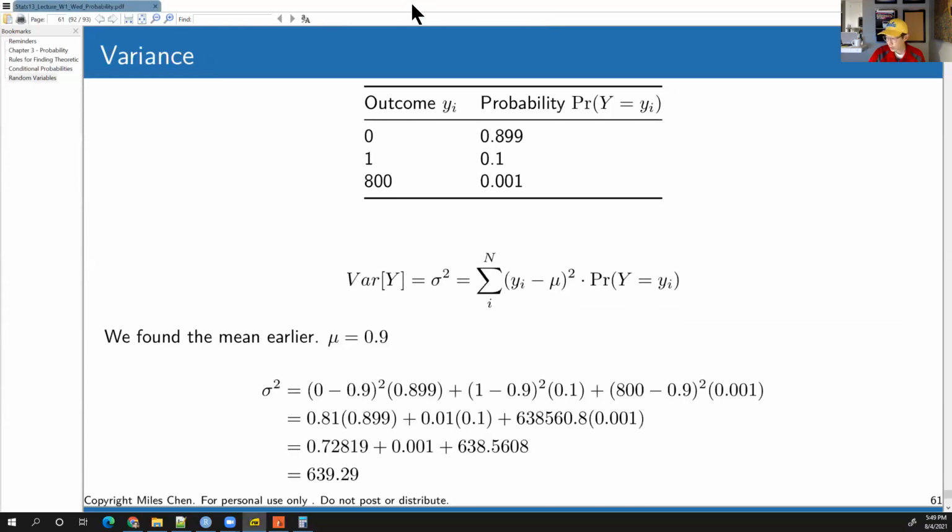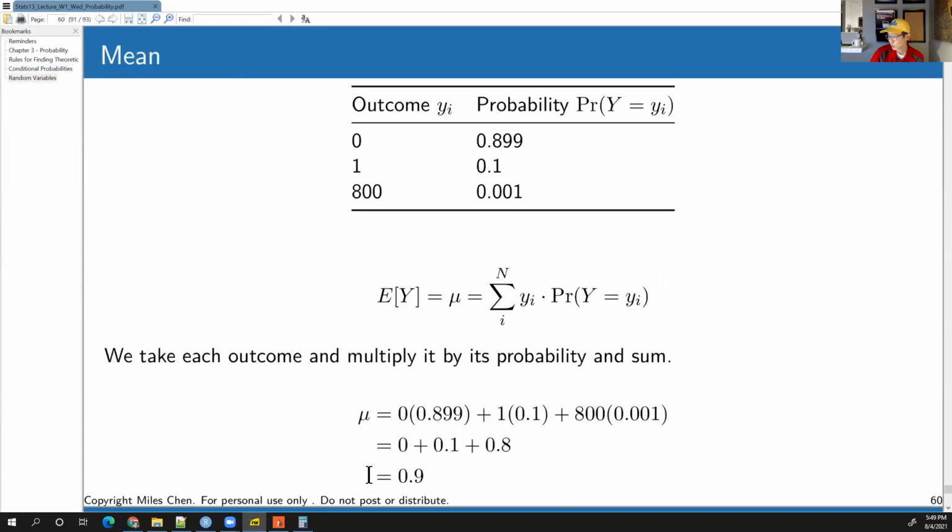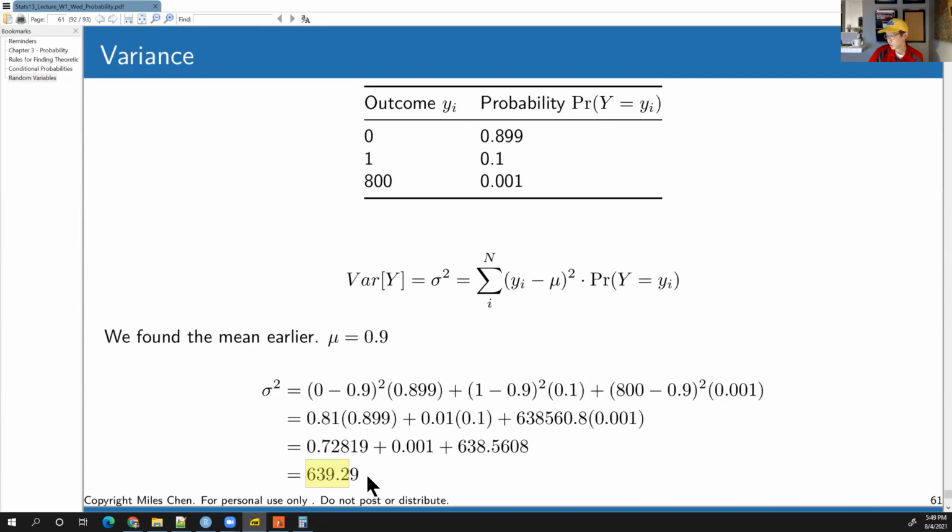And it's going to get reflected when you do the calculation for the variance. Here you do 0 minus 0.9 times that probability, 1 minus 0.9 times the probability. And this one, look at this, 800 minus 0.9. When you square that, you get this huge number. Even though you multiply it by this tiny probability of 0.001, the overall variance ends up being much bigger, 639.29 versus the variance of this game, which is only 2.09.